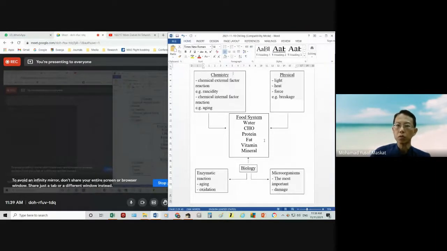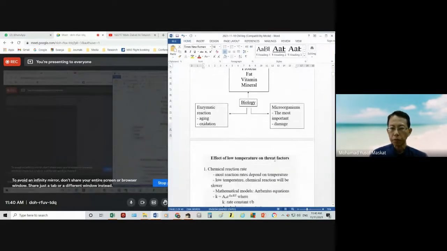So the approach is, first of all, understand and know your food products. Then based on that, we determine the threat factors, and then try to stop the threat factors from affecting our food system. So that is the basic approach of food preservation.